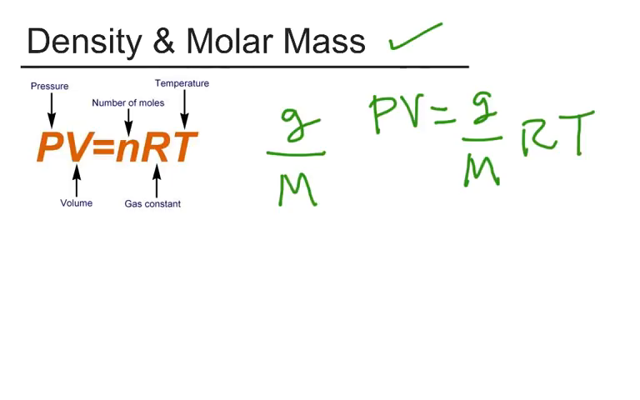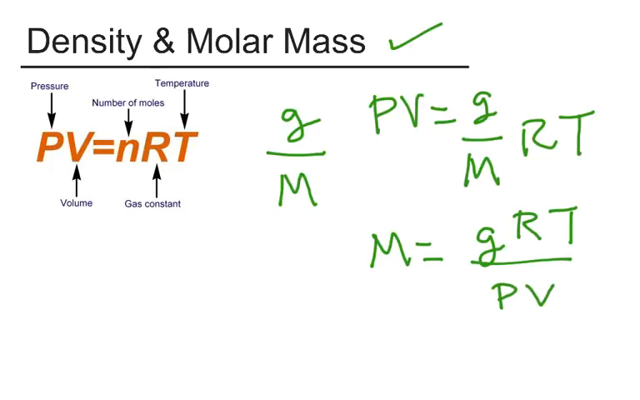And by a little algebra, I can isolate the molar mass. So molar mass equals the mass times R times T, all divided by P and V. And that's a pretty useful equation. If you see any problem that says, what's the molar mass given all this information, you can substitute this in and figure it out.